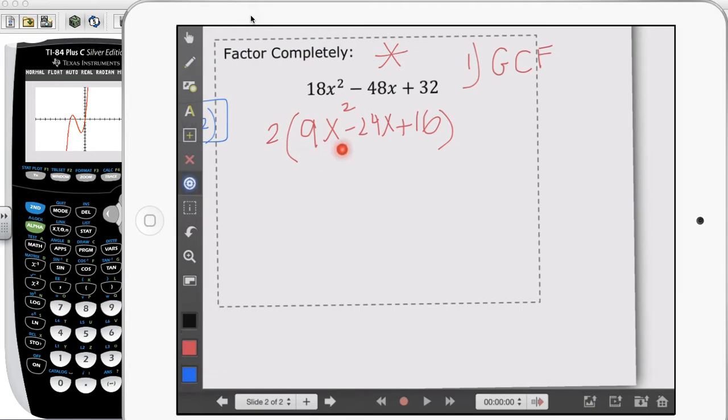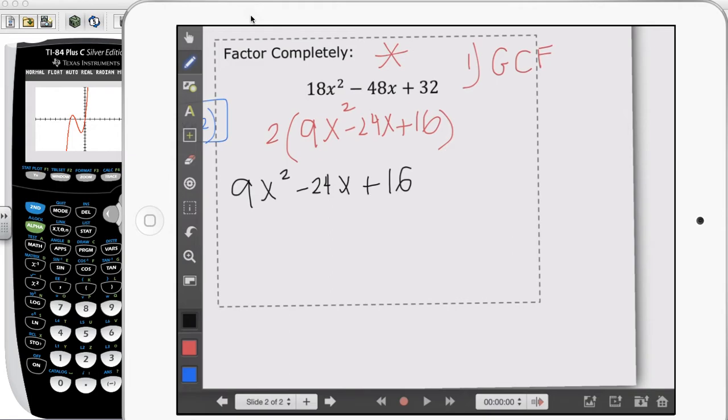Now look at whatever you have inside the parentheses. As you can see, there are 3 terms, and I have an x to the second. It means probably I can factor this one more. So I'm going to copy it on the side and try to factor it more. Now it's the same concept. You need to find 2 numbers that would multiply to give you something and would add to give you something.